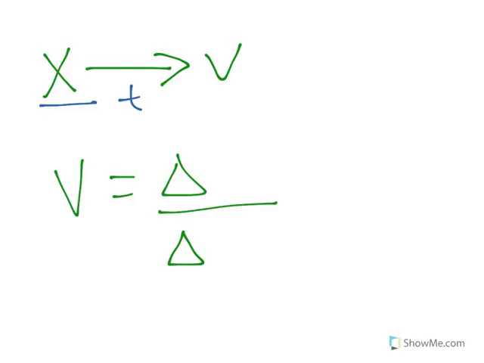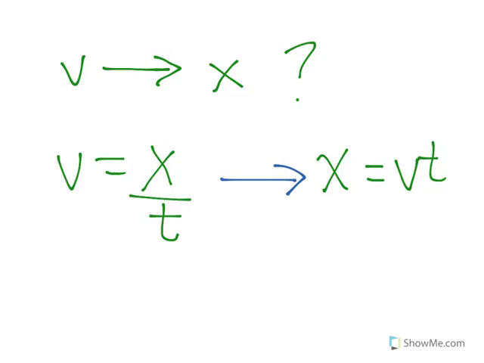We already know how to do this. Velocity is equal to the change in position, or displacement, specifically, over the change in time. This is pretty easy. What about going backwards? What if we have velocity and time, and we want to know the distance traveled? This is also very easy.